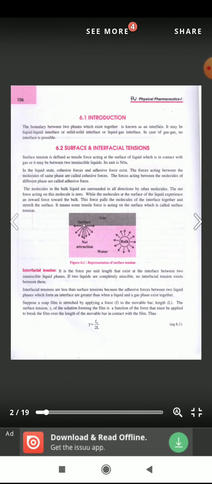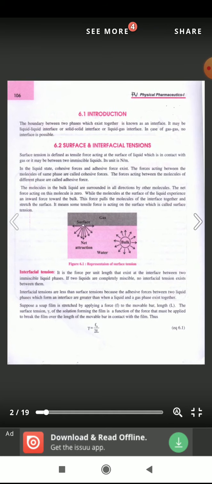These are 2 marks definitions which are to be noted constantly. This is compulsory, you will get any minimum 2 to 3 questions in your 2 marks. Now we'll go for surface and interfacial tensions.